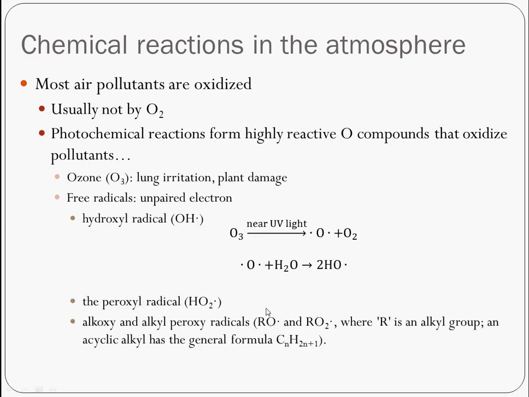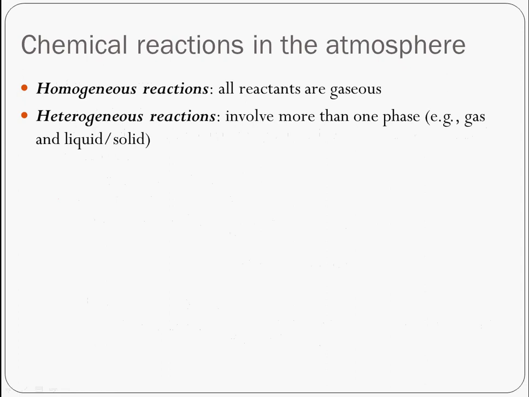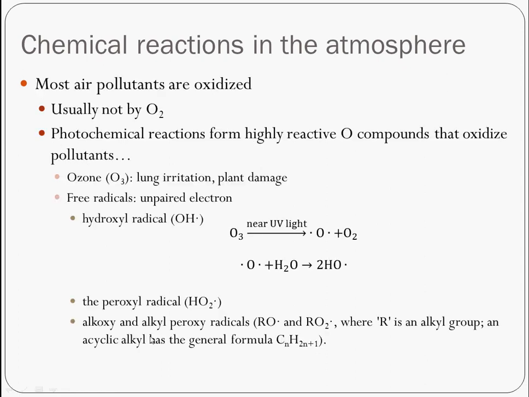Some other radicals that you find are the peroxyl radical here, and other more carbon compounds are alkyl groups and acyclic alkyl groups that are radicals. So all of these things further drive atmospheric chemistry. We're not going to go too much into that. I just wanted to introduce you to the idea in general that ozone is a big player, and then there are these free radicals floating around driving reactions in the atmosphere.